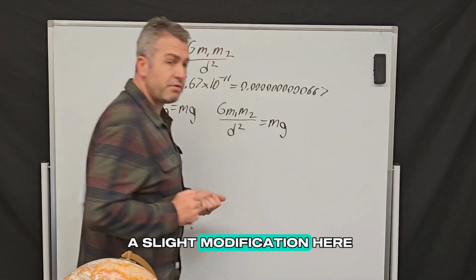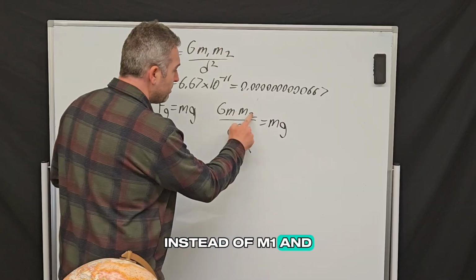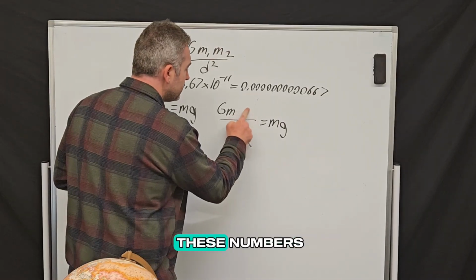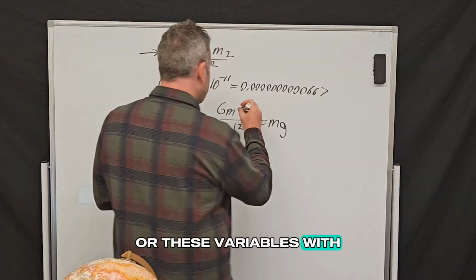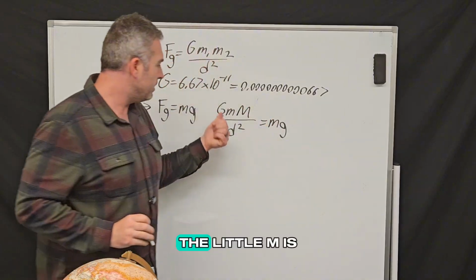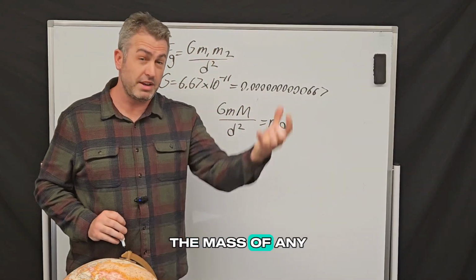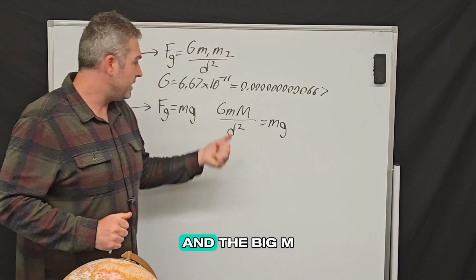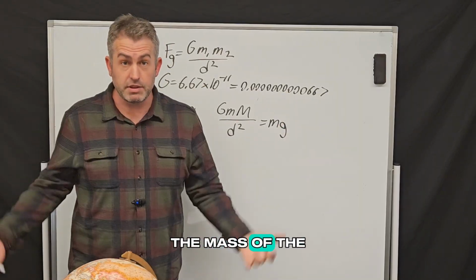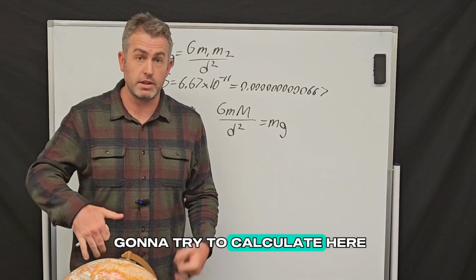Now I'm going to make a slight modification here. Instead of m1 and m2, I'm going to replace these variables with a little m and a big M. The little m is going to represent the mass of any object that's on Earth, and the big M is going to represent the mass of the Earth itself. And that's what we're going to try to calculate here.